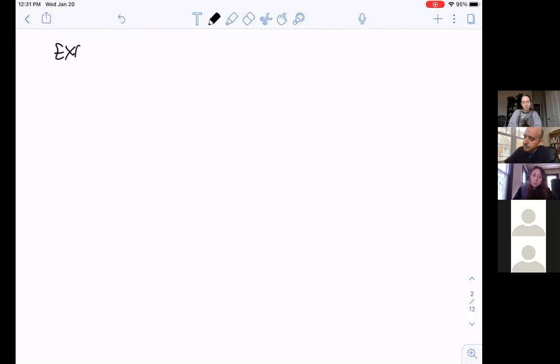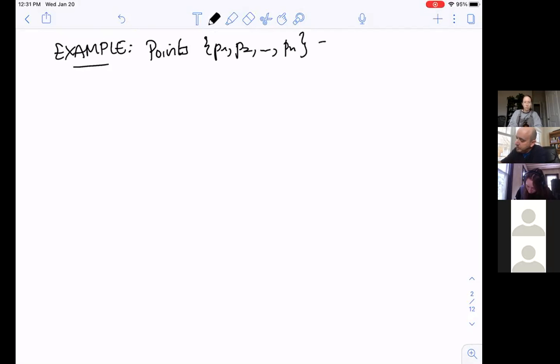Example, and this is the one that will occupy really about half the course. Points. I'm really thinking P1, P2 up through Pn in R^d, so d-dimensional Euclidean space. They give rise to, I'm going to draw these squiggly arrows, meaning give rise to or have associated to them, convex polytopes, a convex polytope. I'm going to tell you what that is.